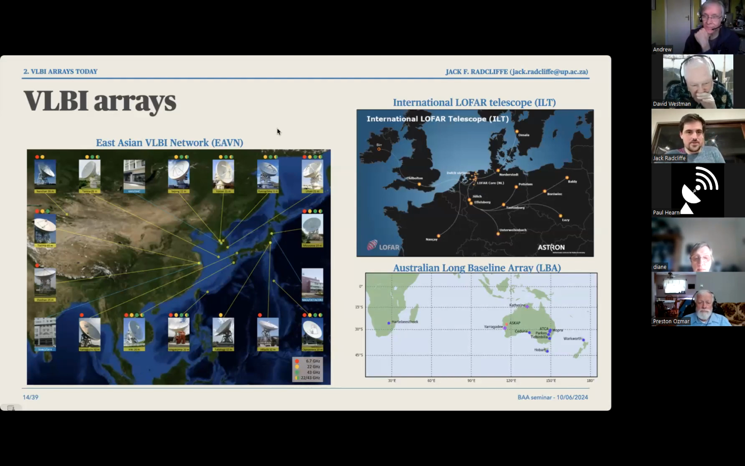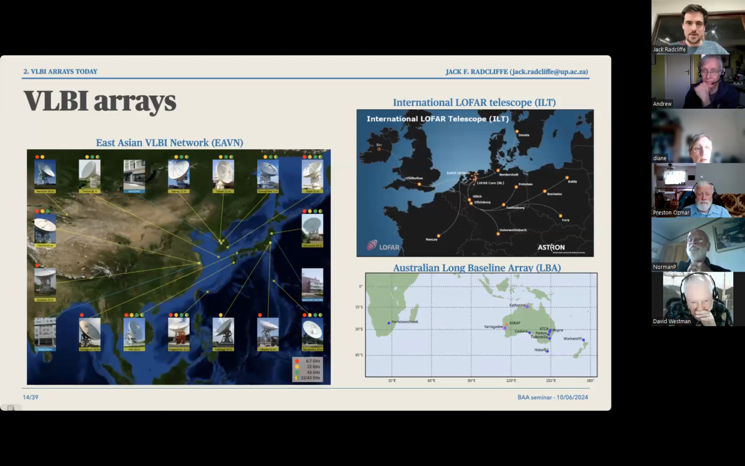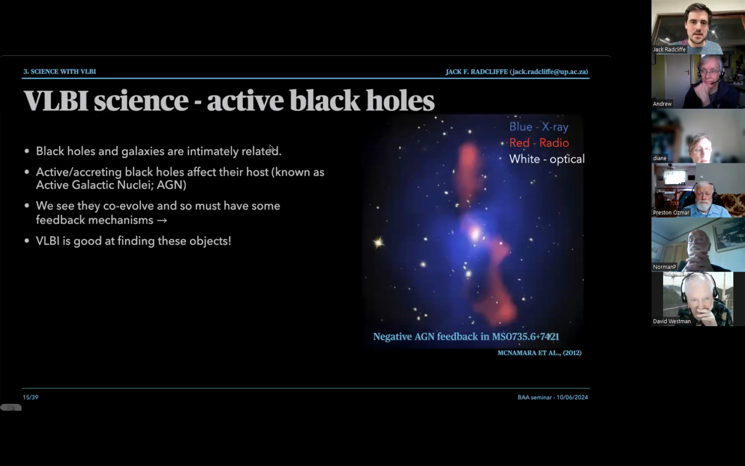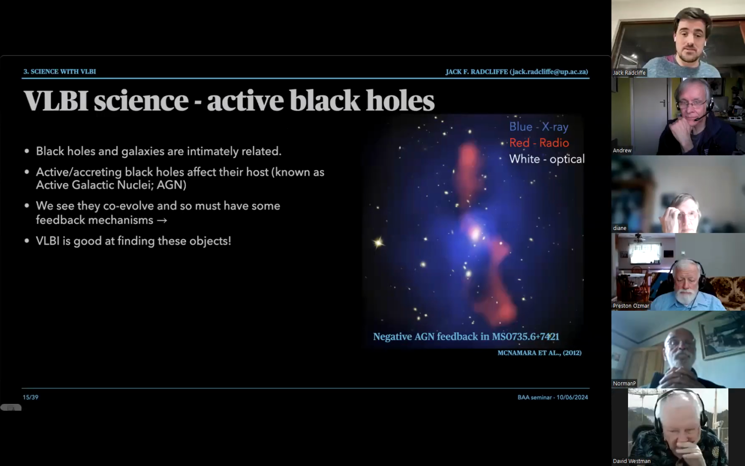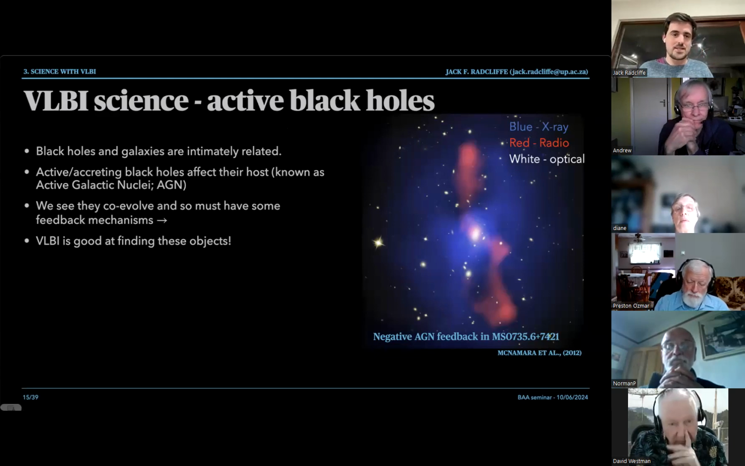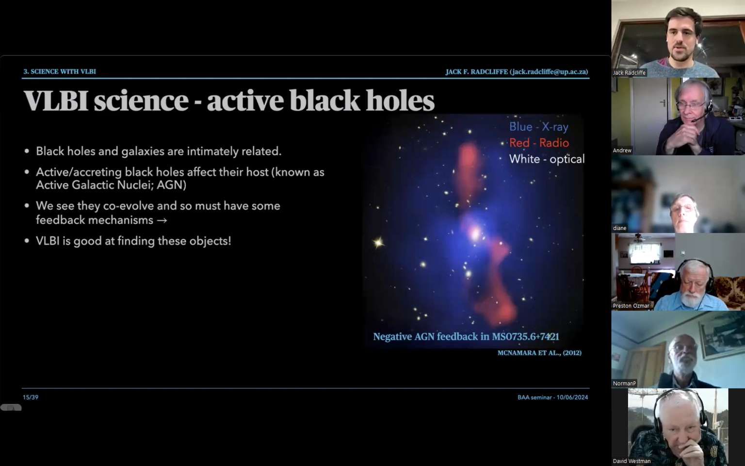So these are the VLBI arrays that we have at the moment, and these are all doing amazing science. VLBI is really on a kind of renaissance, and some of the new developments that I'll talk about a bit later are helping this. And the big thing for VLBI, I know, has been looking at active black holes, at active galactic nuclei. And we know, of course, that these are intimately related. I think you've had a few talks on this before.